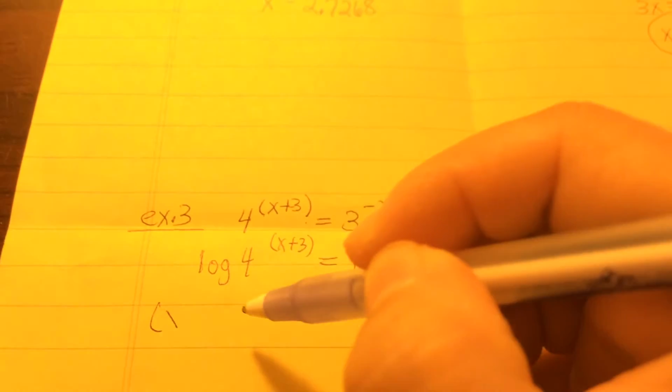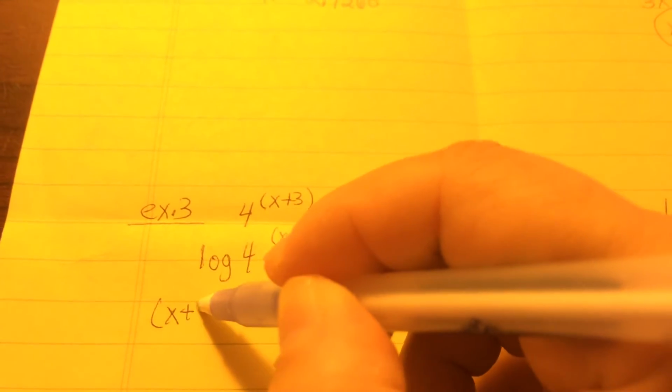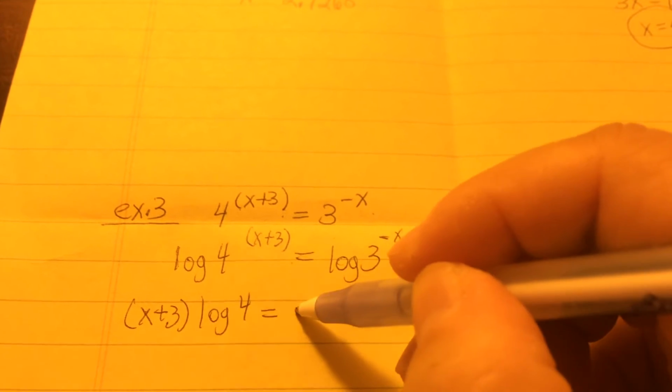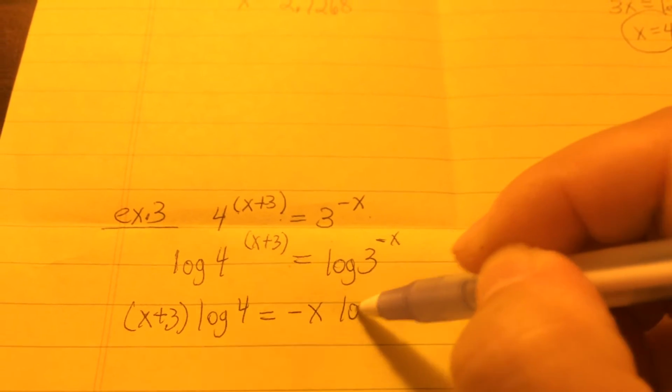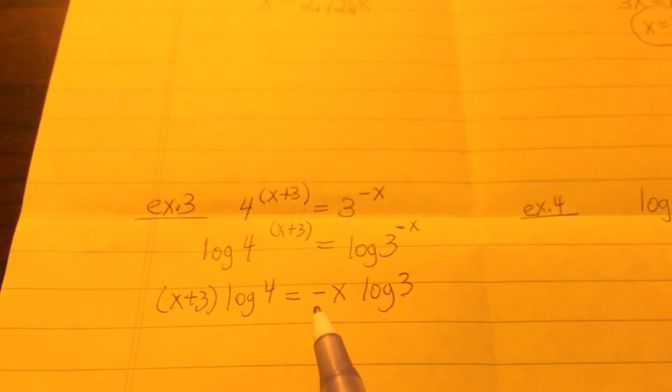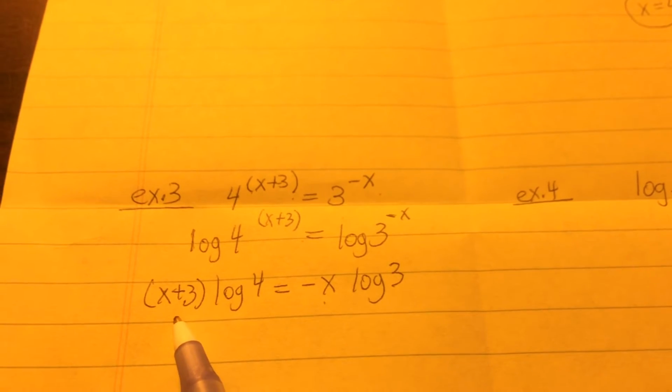So then I have the exponent of x plus 3 in the front, and then log 4 is equal to negative x log 3. Now, here's the problem. I have x's on both sides of the equal sign in this case.